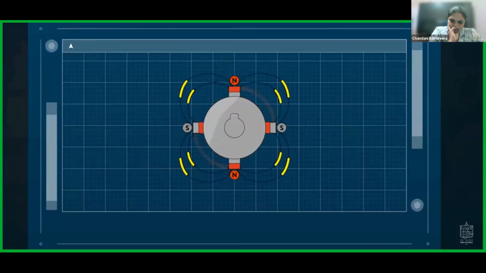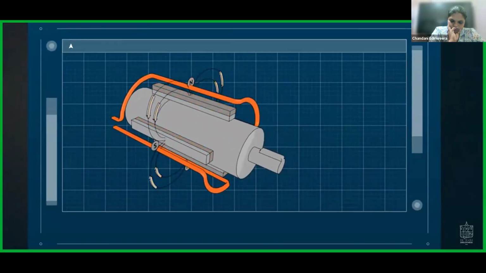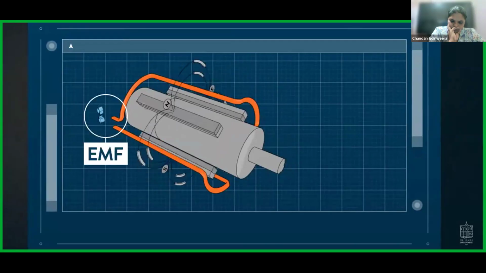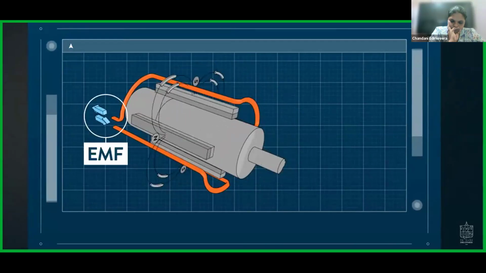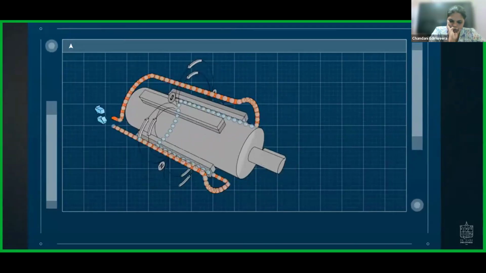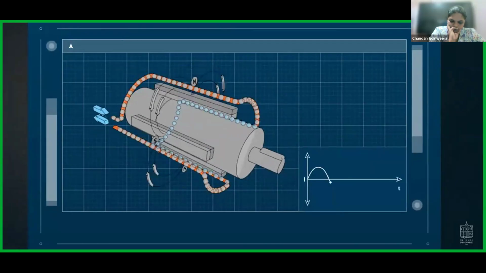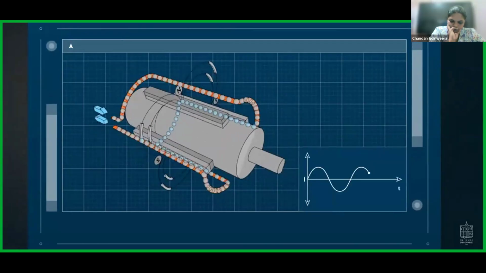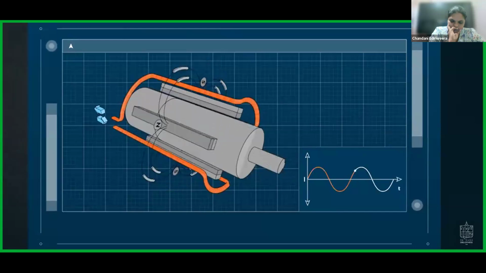When an armature coil is wrapped around the rotor, the moving magnetic flux creates an alternating electromotive force in the coil. The electrons inside the material are disturbed by the magnetic field and are forced to move in an alternating direction. The displacement of the electrons during a rotation can be plotted in a graph. This creates a sine wave pattern, hence the name alternating current.